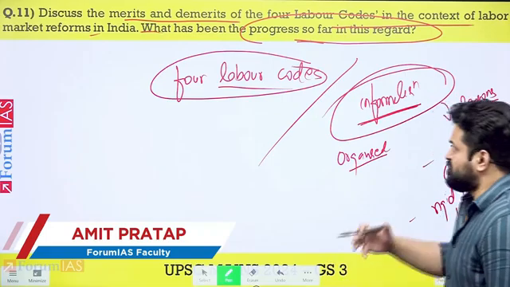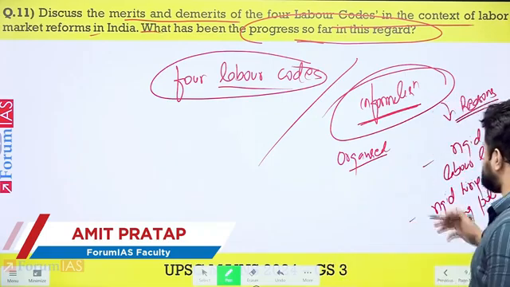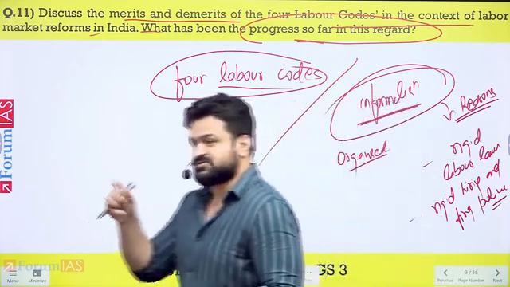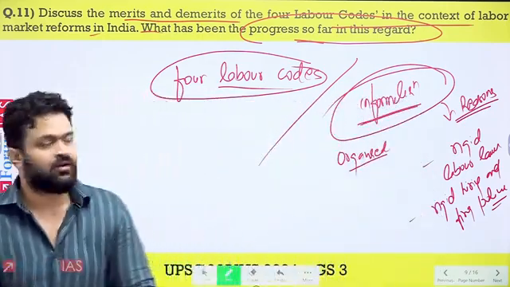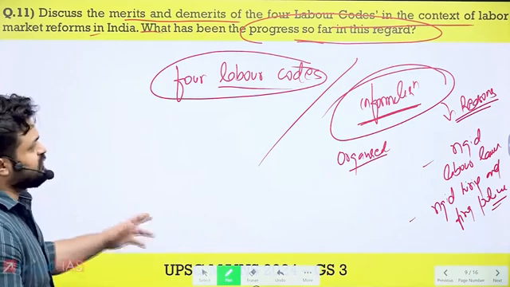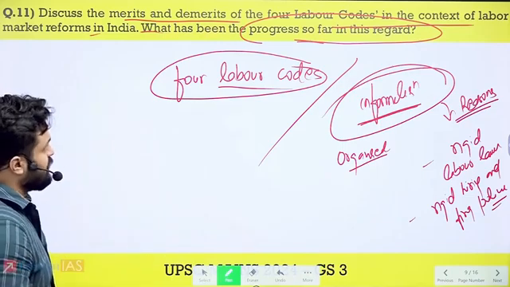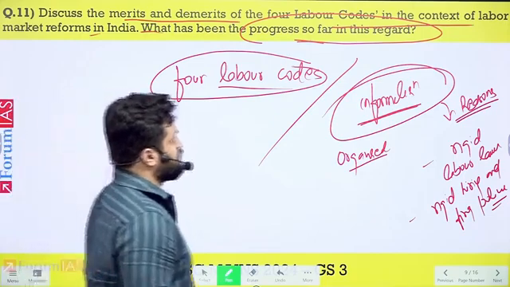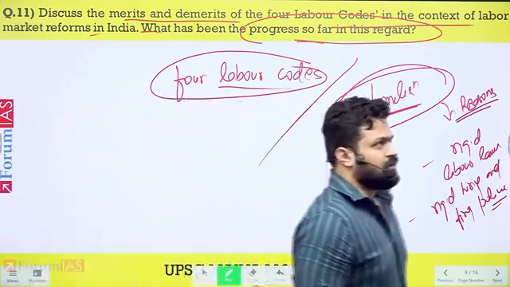Then, as it has facilitated easy hiring and firing policies, that again complicates the social security aspect of the labor. So that has also been cited as one of the demerits. Okay, with respect to the second part of the question, that has been the progress so far.